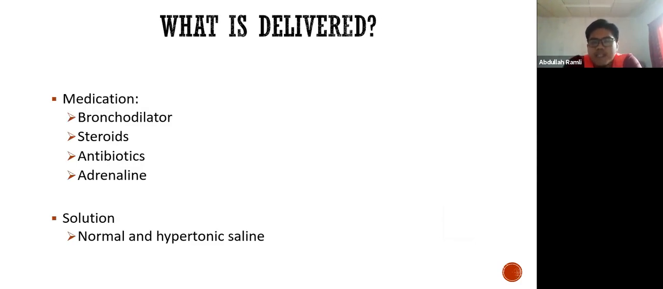So what is actually delivered? It's medications and solutions, both combined. Medication can be bronchodilators such as salbutamol, steroids, antibiotics, and it can also be adrenaline. As for solution, it can be normal and hypertonic saline. So these are the substances delivered as we use a nebulizer. Okay, next.